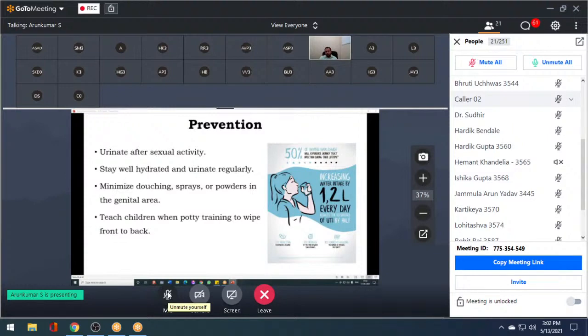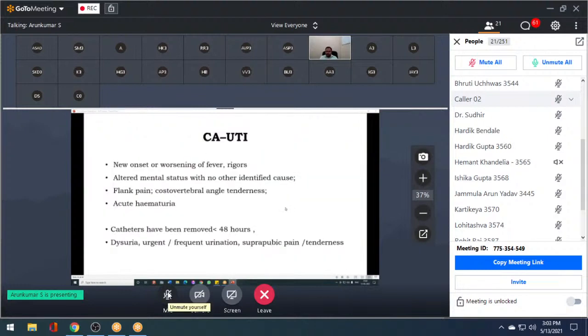Obviously, you ask the patients to drink more water and avoid unnecessary douching sprays in the genital area. And from the younger age group itself, potty training has to be given properly to children. This is the only way we are going to prevent it. So this is with regard to the general UTI that we have seen.